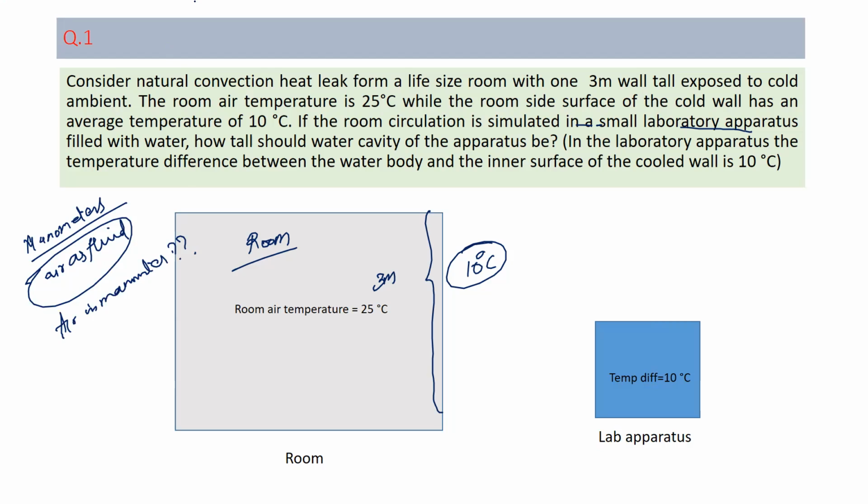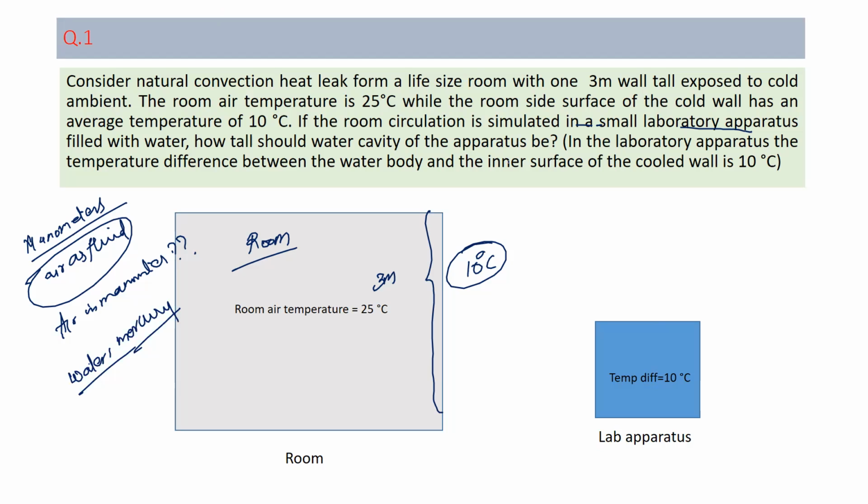Question is, why don't we use air as a working fluid in a manometer? What is the problem? Usually we use water or mercury. Why can't we use air as a manometer? Yeah, correct. So Arjun, it's correct.